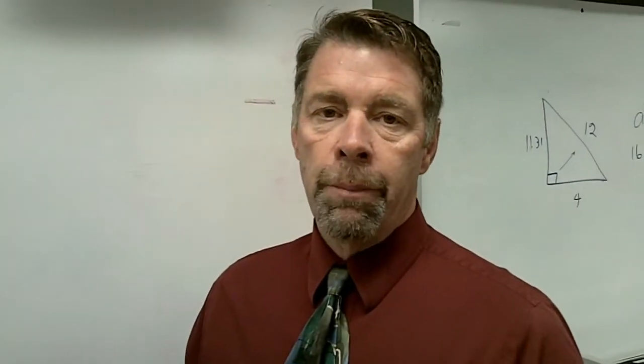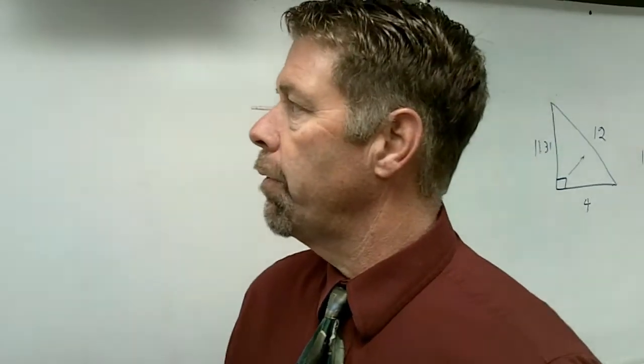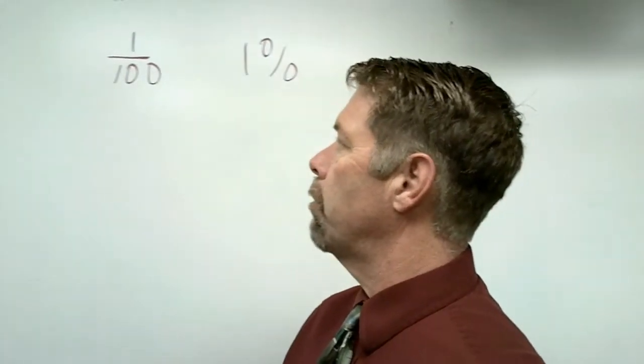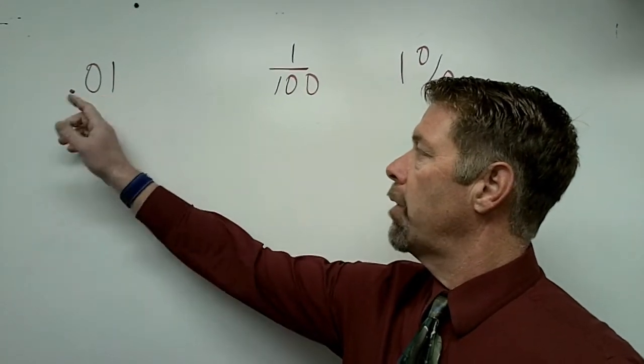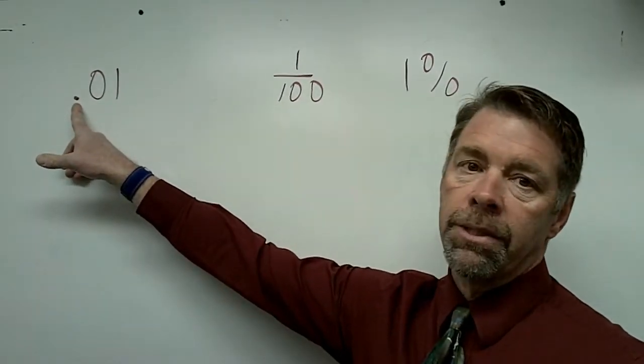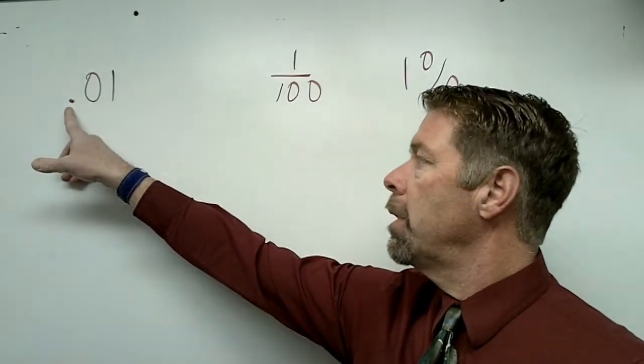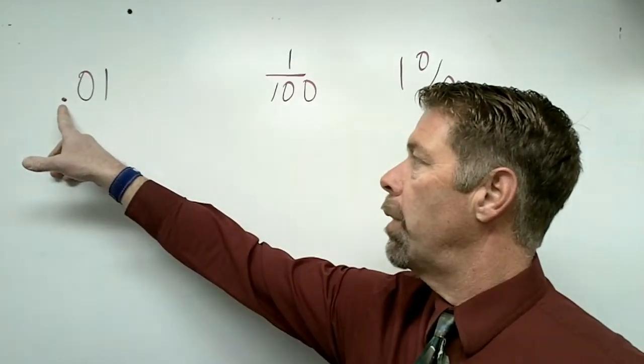Okay, we're going to start talking about decimals, and we're going to review for a minute. We can express decimals a number of ways. Of course, we have the decimal point. Everything to the right of the decimal point is less than 1. Decimal points are not that hard to work with.